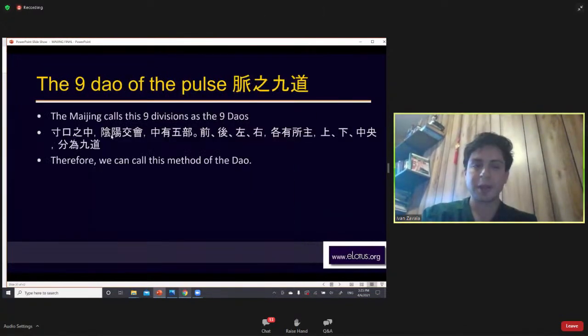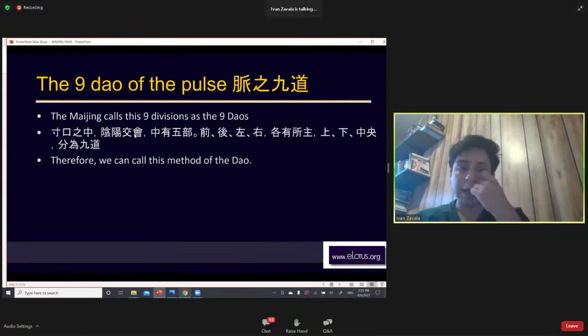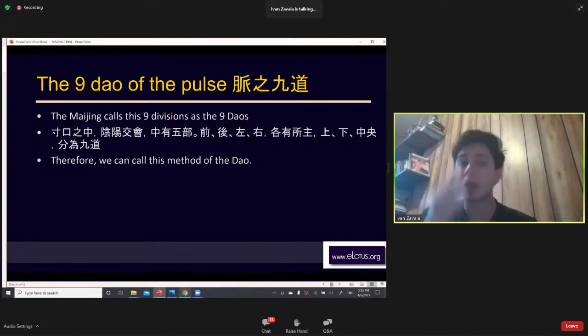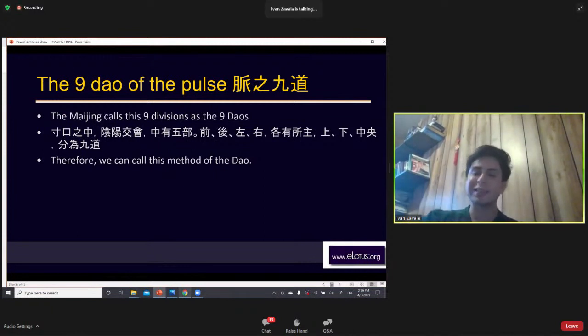Sorry. So they say in the Chun, Yin and Yang, Jiao Hui. Yin and Yang are connecting and meeting. The nexus of Yin and Yang is in the Chun core. Within it, there is Zhongyou, Wubu. Within this, there are 5 regions: the front, the back, left and right, and everything that it governs. Up and down, the middle, and this can be segmentalized, broken down, divided into 9 Taos, into 9 paths, into 9 roads. Therefore, we call this the method of the Tao. So this is the method of the Tao.